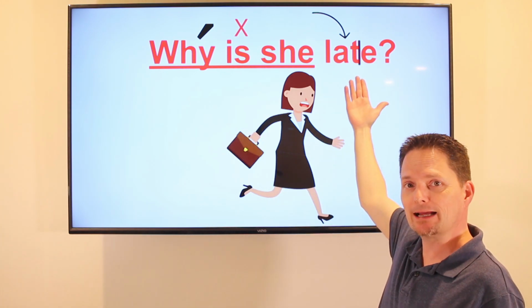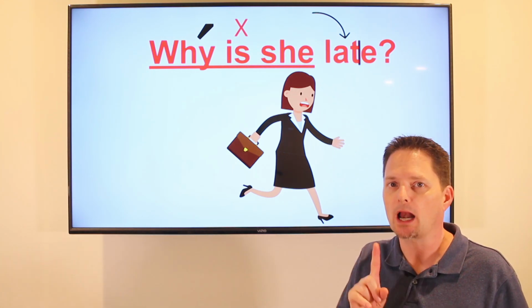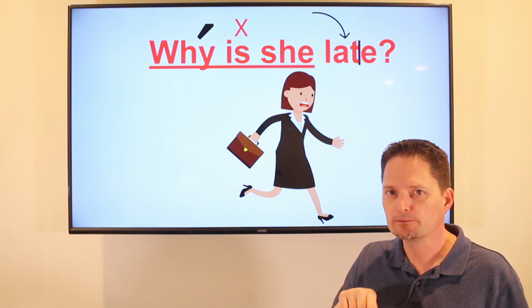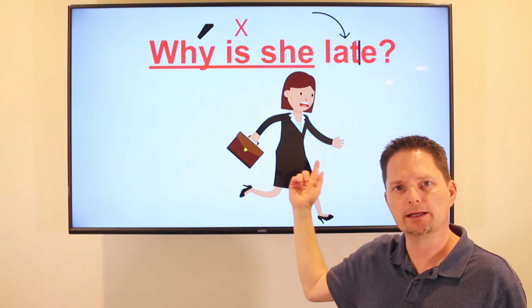Late. You have T at the end. After a vowel, it's a stop T. You put your tongue up and stop. Late. You don't complete late. You stop the air. Late. Why is she late?